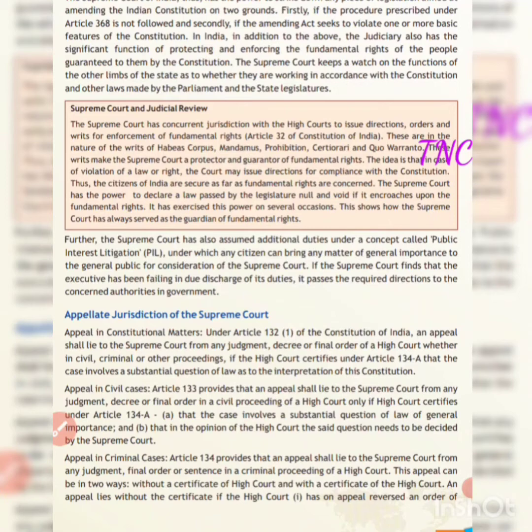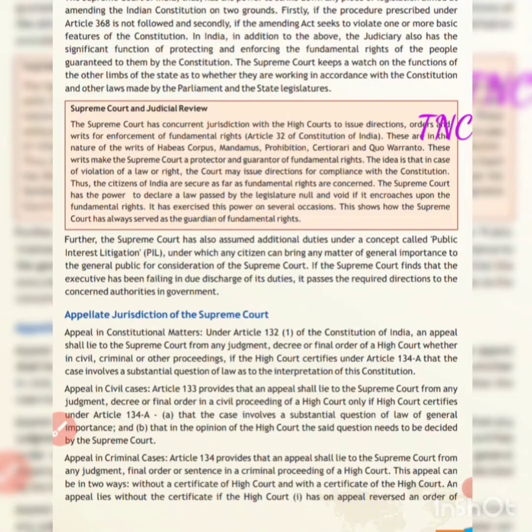Appeal in constitutional matters. Now here various articles of the Indian Constitution are mentioned, and as I always say, you have to learn the articles which are mentioned here. So underline them in your books and learn them as soon as possible. Under Article 132, Subclause 1, an appeal shall lie to the Supreme Court from any judgment, decree or final order of a High Court, whether civil, criminal or other proceedings, if the High Court certifies under Article 134A that the case involves a substantial question of law as to the interpretation of this Constitution.